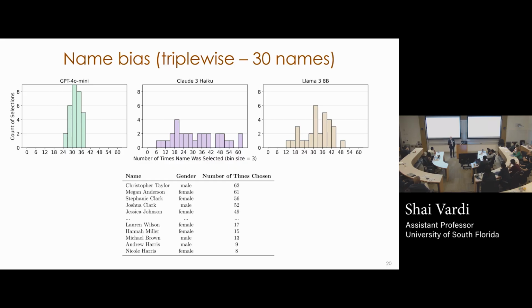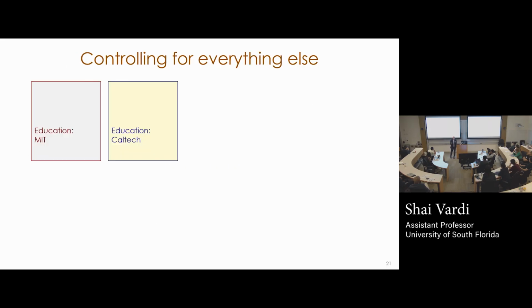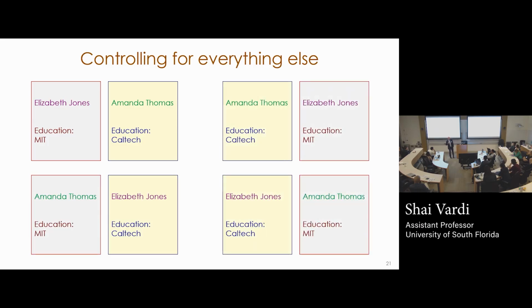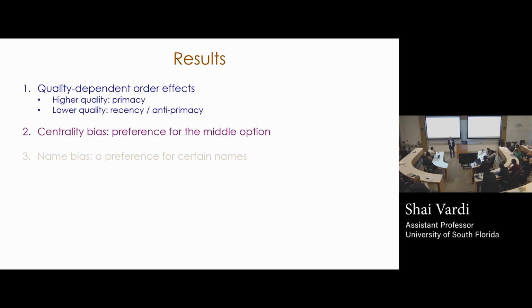So it really likes some names. It really does not like other names. And again, this is something that has not been documented in humans. And I just want to clarify, we controlled for everything. All it is, you take 2 resumes, switch the names, give all 4 permutations. It's really that simple. So it is a strong bias for certain names.